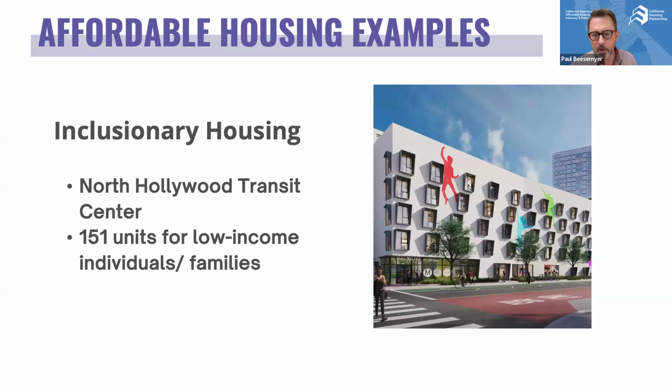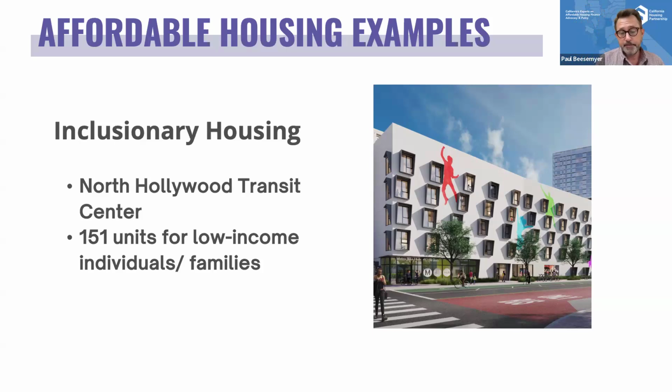And in the spirit of just giving you more examples, another type of affordable housing is inclusionary housing. So inclusionary is new construction. My brain wants to categorize things, and I realize our examples are not in neat categorical columns, but if you wanted to, you could put this under new construction. But this example is here in the city of Los Angeles, which is where Sharon and I are headquartered in North Hollywood. And this development is 151 new construction units for low-income individuals and families.